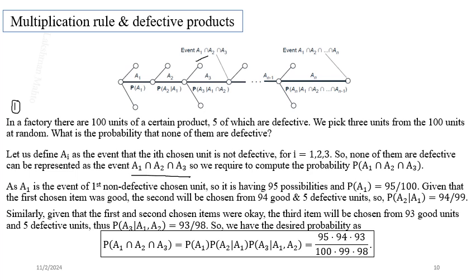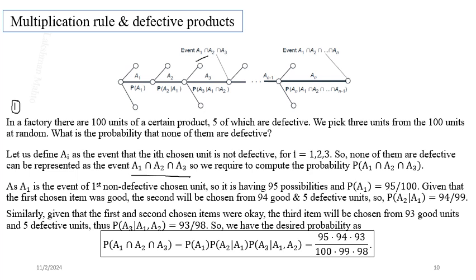95 out of 100, 95. So what is the probability of A1? It is 95 by 100. Now, once you have chosen one non-defective unit, you will go to select a second non-defective unit. So what is the probability of A2 given A1?